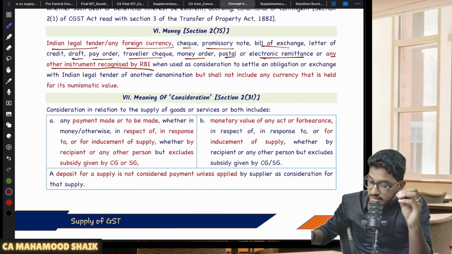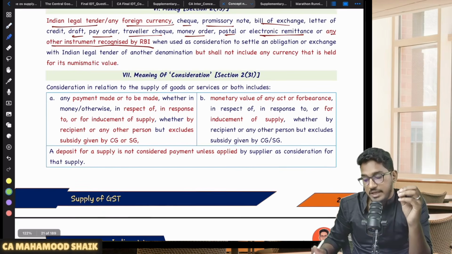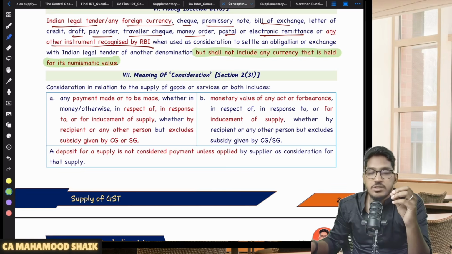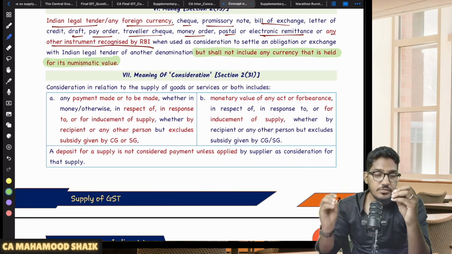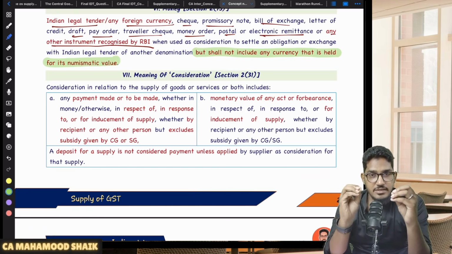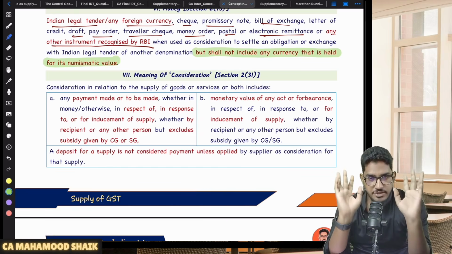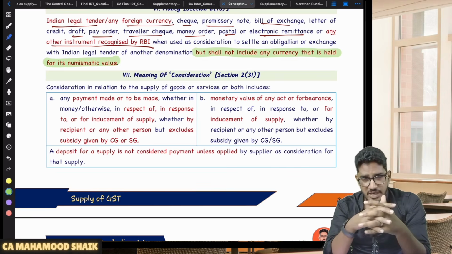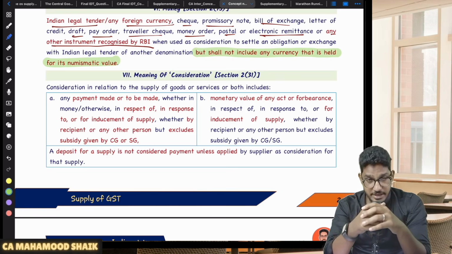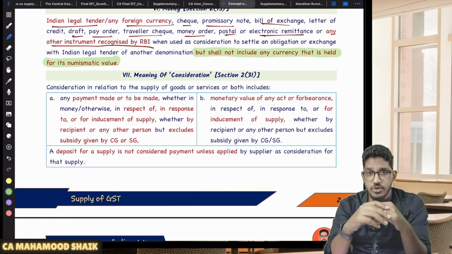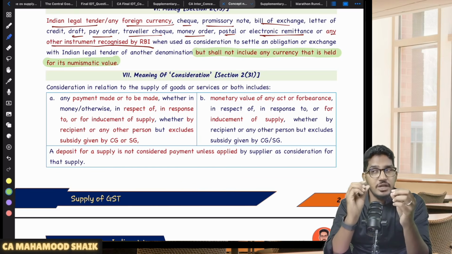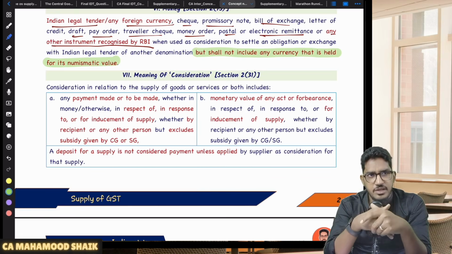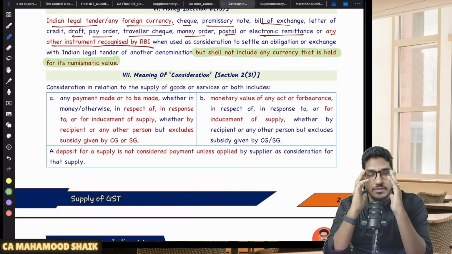However, they say one point at the end of that money definition: but shall not include any currency that is held for its numismatic value. If you are holding any currency not for the purpose of circulation, not for settling, but for its numismatic value, its intrinsic value, that will not fall under the money definition. Sir, what exactly is the meaning of currency held for its numismatic value?